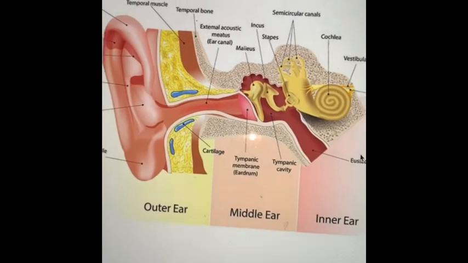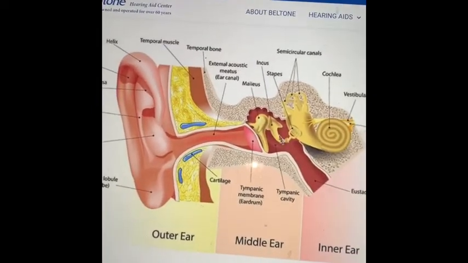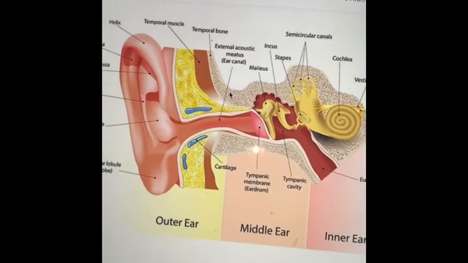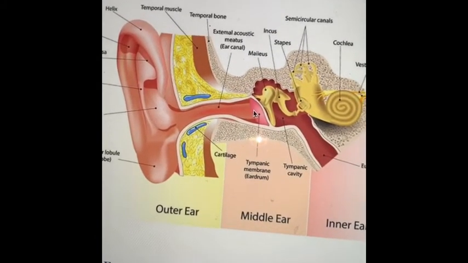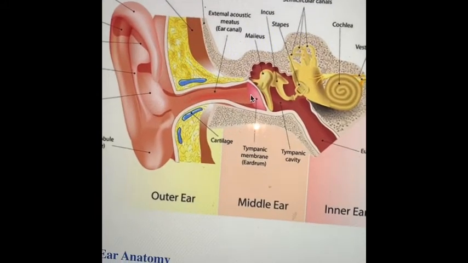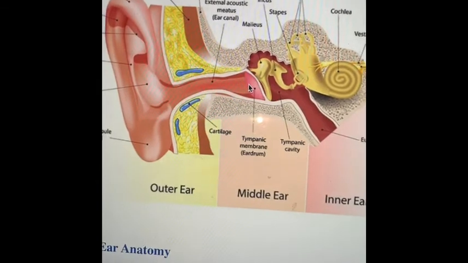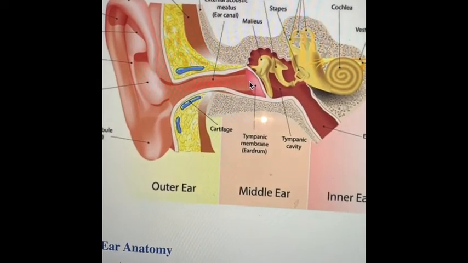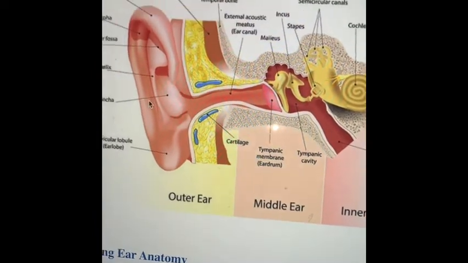So when you inspect the tympanic membrane, you want to inspect it for the color. It should be a nice pink color. There should be a cone of light on it, and you also want to inspect the integrity of it, because if you have a ruptured tympanic membrane, you'll have hearing problems and a lot of other issues. So that's pretty much the anatomy of the ear.